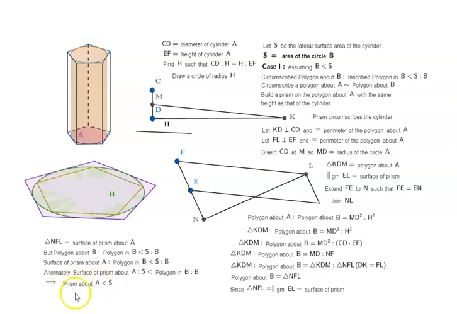But we know that a circumscribed prism about A, cylinder A, will be greater than the lateral surface of the cylinder. So we have reached a contradiction, which is impossible. Therefore, B is not less than S. Similarly, we have to prove for the case where B is assumed to be greater than S. So let's do that now.